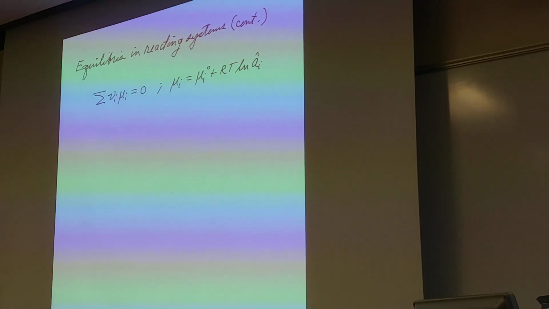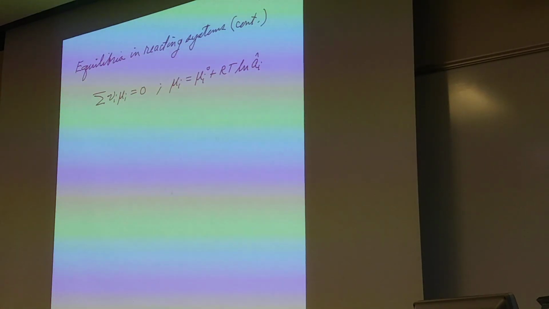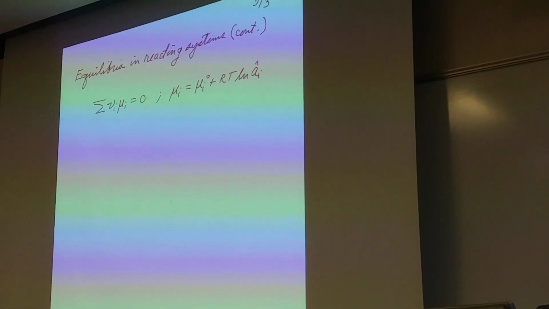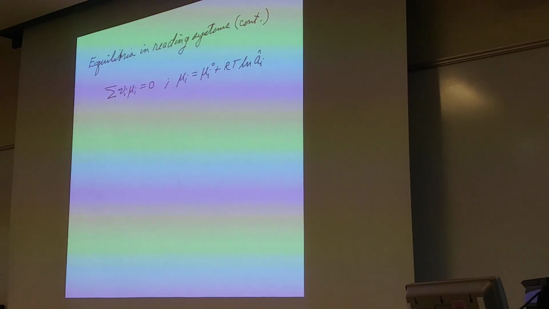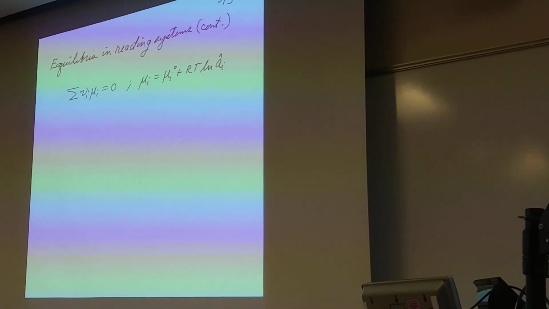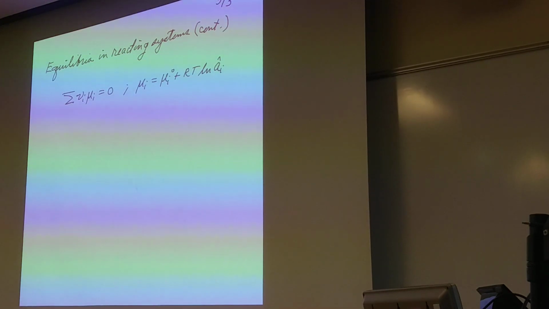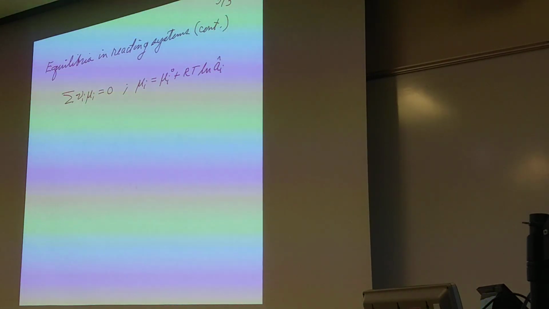Okay, what we're looking at here is equilibria in reacting systems. That's what we started discussing last time. And our equilibrium criterion can be stated this way. It's a summation here of the stoichiometric coefficients times their respective chemical potentials. That sum equals 0. And each of these chemical potentials we can write out as equal to its value in the standard state plus RT times the logarithm of the activity. And that activity is defined as the fugacity divided by the fugacity in the standard state.